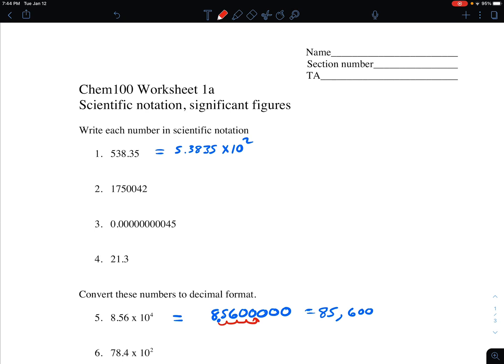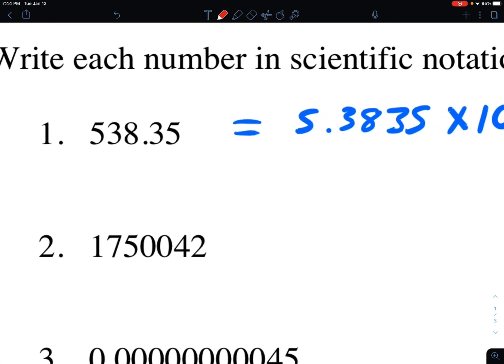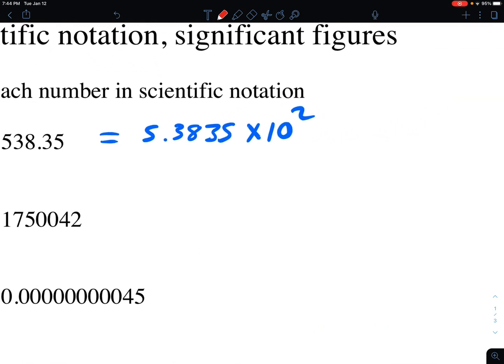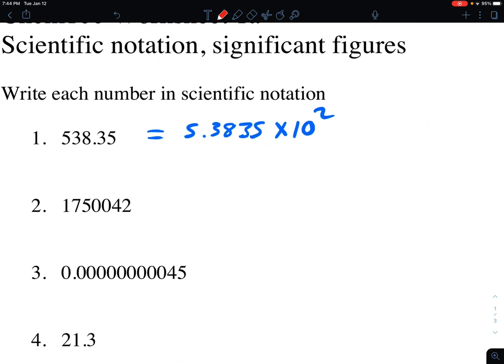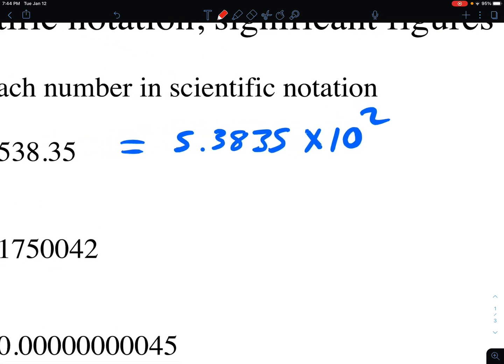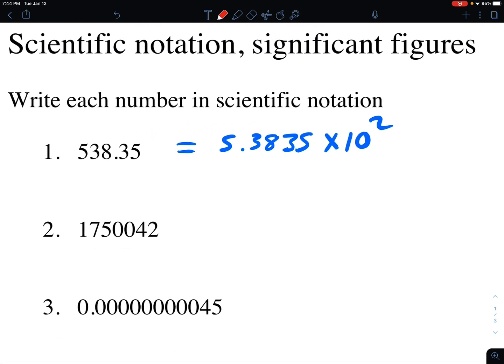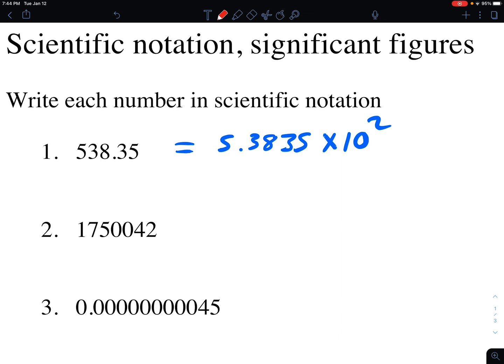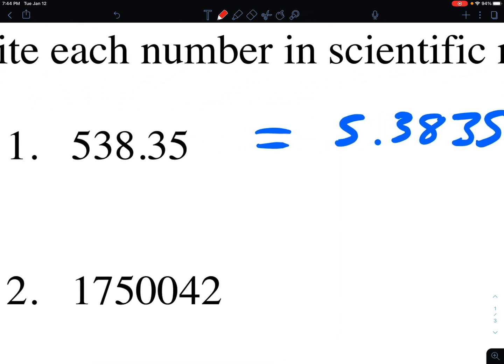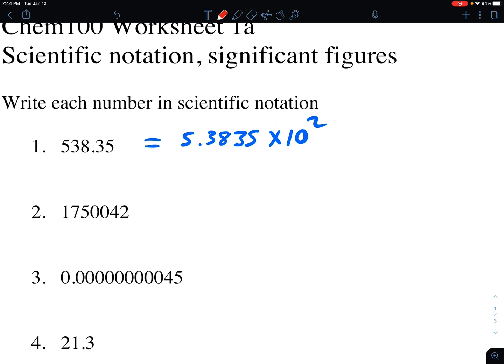Numbers 1, 2, 3, and 4, you've got to write the number in scientific notation. And scientific notation has one digit, then the decimal point, and then possibly a number of other numbers, and then it's got a multiplier. So the number 538.35, we're going to write that as 5.3835, but then we're going to put a multiplier next to it, 10 to the power of 2. And those two numbers are equal in value. They're just written in different ways. We started with standard notation, and we ended up in scientific notation.